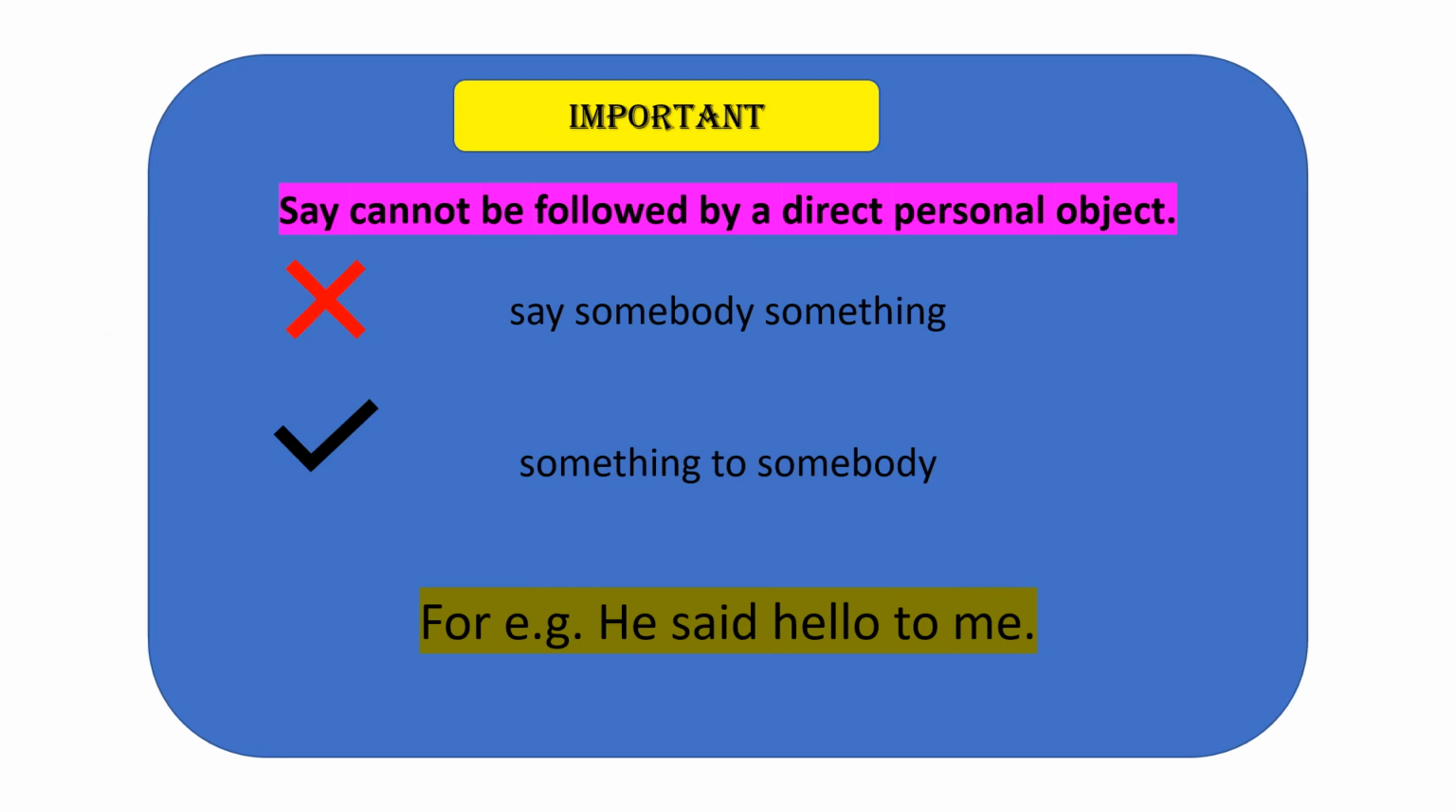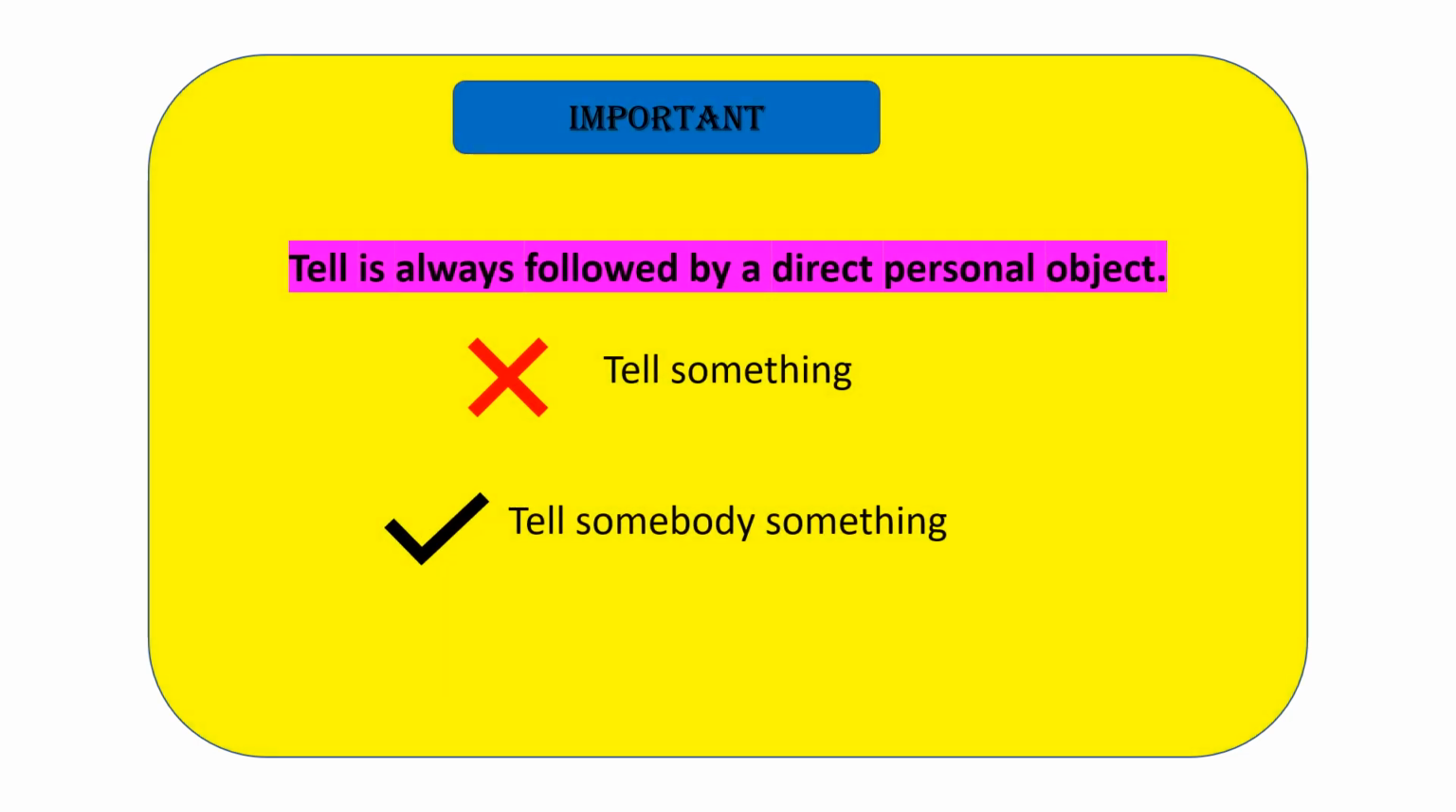You need to make sure of a few things about using say or tell in a sentence. Say cannot be followed by a direct personal object. In other words, we cannot say somebody something. However, we can say something to somebody. For example, he said hello to me. When we use tell in this way, it is always followed by a direct personal object. In other words, we cannot tell something. We can only tell somebody something.